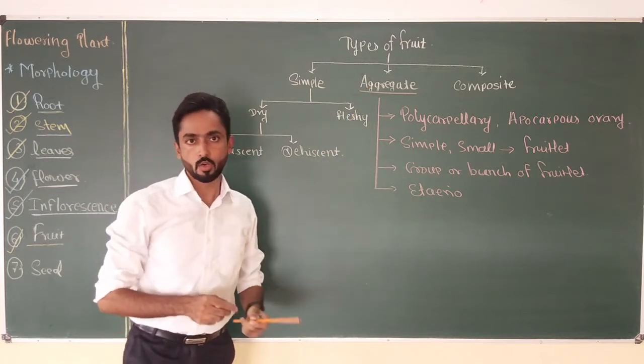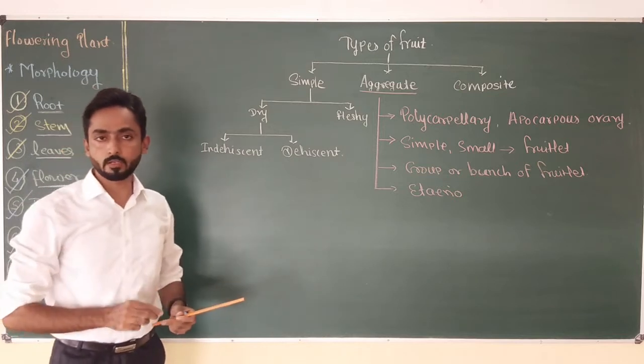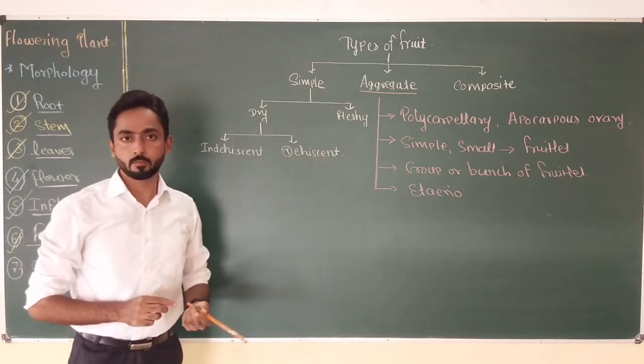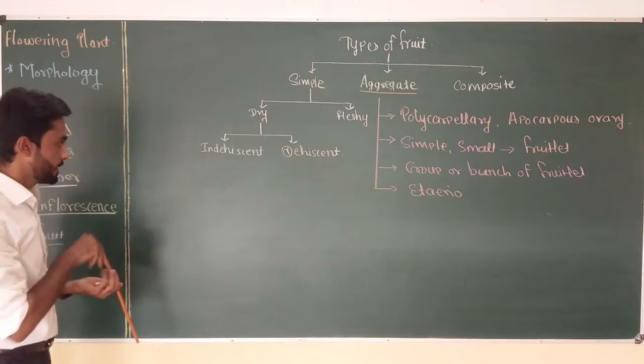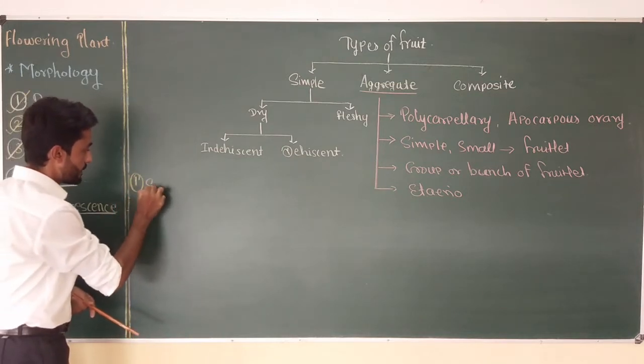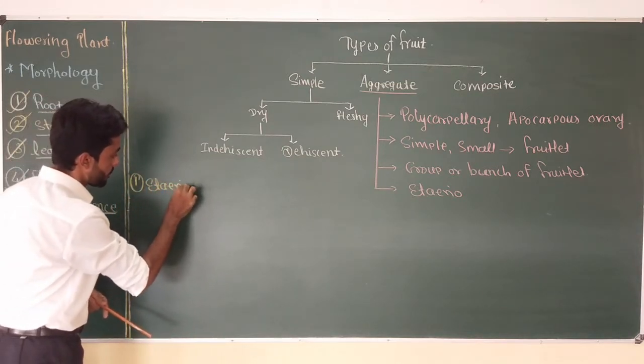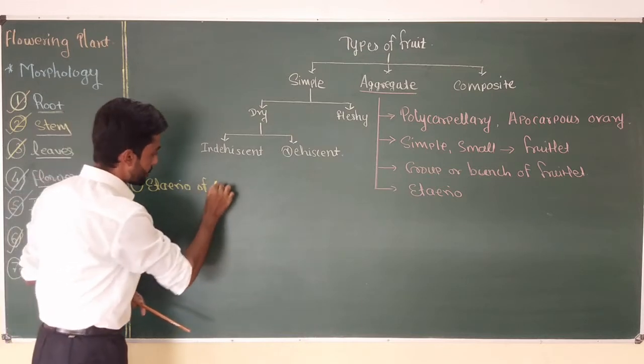And in this video, I'm going to focus on four different types of aggregate fruit. So the first type is etaerio of achene.